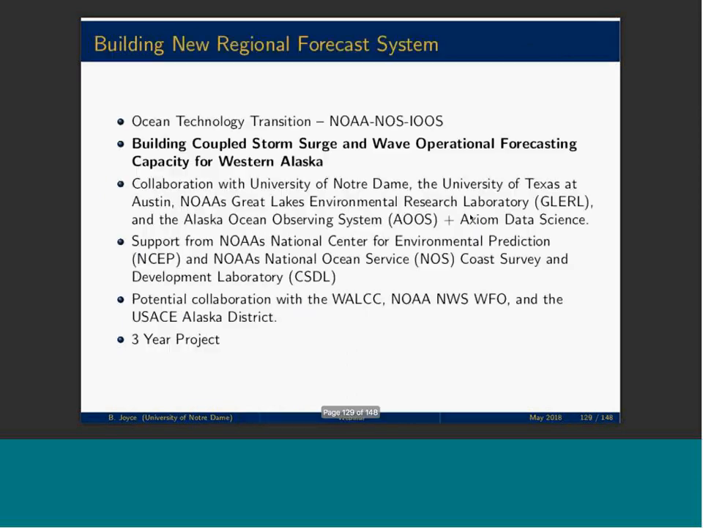So the future work that we're looking to do: we're hoping to get funded on a proposal that we've been putting together for a while, where the goal is building a fully coupled model with operational forecasting capacity for Alaska, the state of Alaska. This would be done in collaboration with a number of different groups at other universities and with NOAA, and the Alaska Ocean Observing System, and also have support from a number of different NOAA groups and Alaskan stakeholders. This would be a very large 3-year project where we develop what we've already built into one that can be used in an operational forecast for the region.